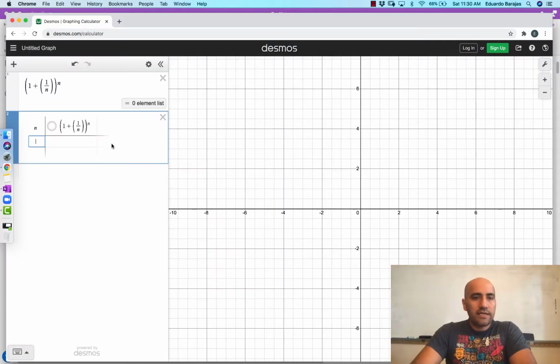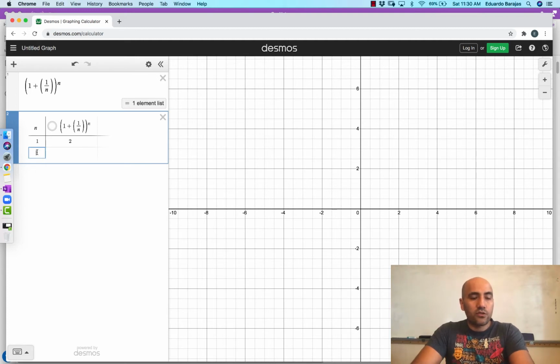Okay, so on Desmos, I'm using the table function here. So I'm using my variable n, and here is the formula that we need to work with. When we type in a 1 into here, it'll replace the n with a 1. So we'll end up with 1 plus 1 over 1 to the power of 1. And then that'll result in 1 plus 1, which is 2 to the power of 1. So just 2 is our answer. Okay, so that's the first result.